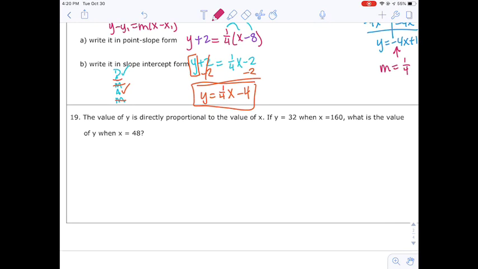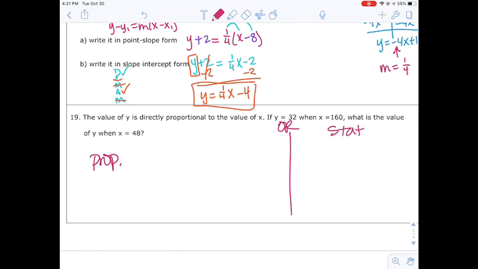Problem 19 has 2 ways to do it. We have the value of y is directly proportional or varies directly to the value of x. If y is 32 when x is 160, what is y when x is 48? So 2 different ways we can do it. The first way is to set up a proportion. The second way is in stat edit.